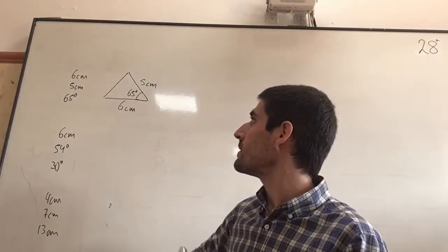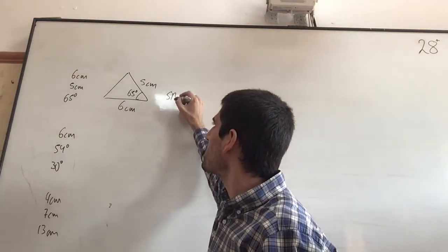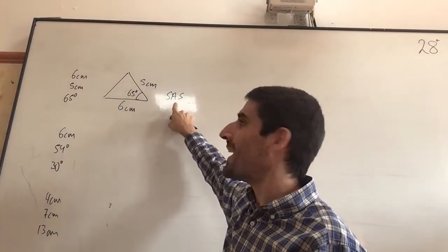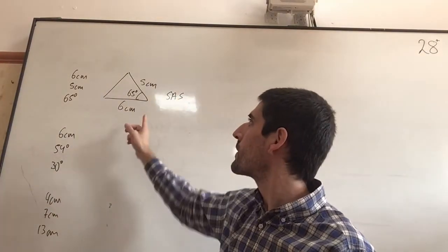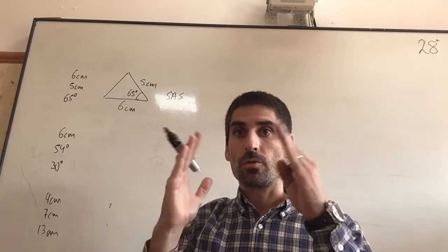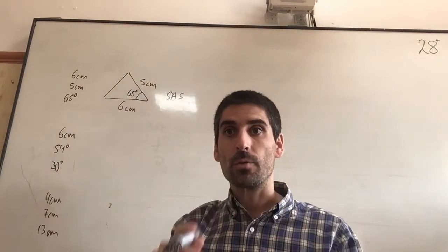And this is what is called a side angle side construction. It's two sides and the angle between them. I could have moved the 5 over there and the 6, it doesn't matter so long as you've got two sides and the angle between them.